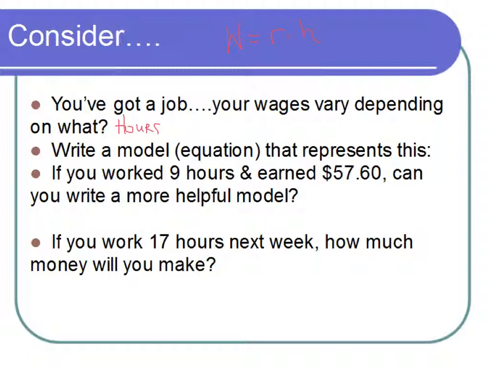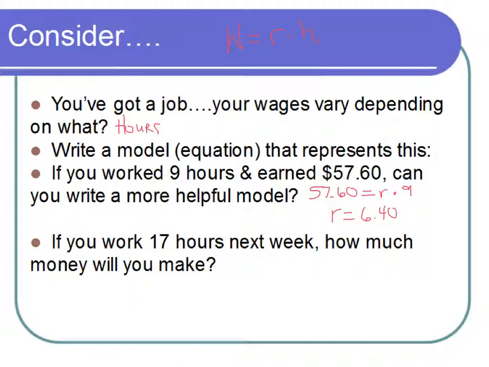So let's figure out, this would be basically your net pay. So if we've got $57.60, and it's going to equal R times 9, and we just divide by 9, basically, it's to find that rate. If I divide by 9, I end up with my rate equaling 6.4, so $6.40 when it's all said and done that I'm getting paid each hour. Okay, so then can we write a more helpful model?